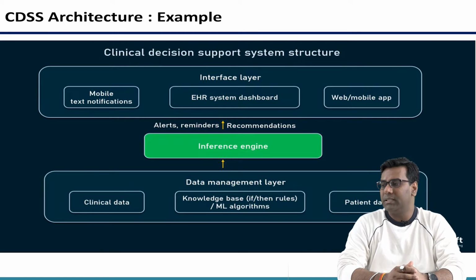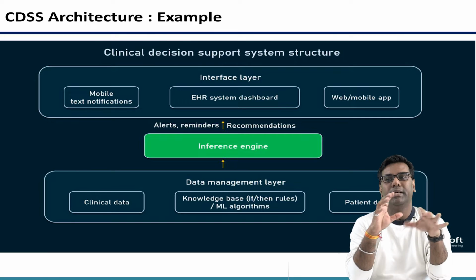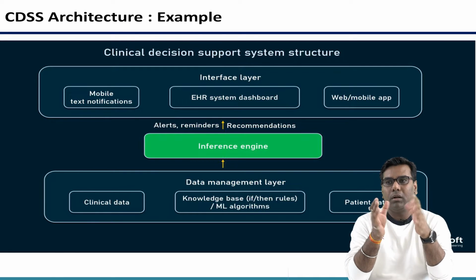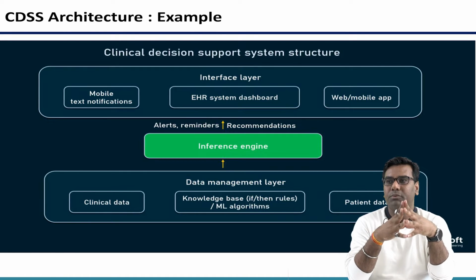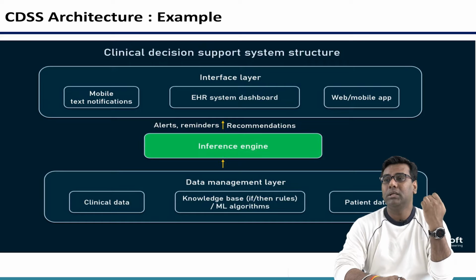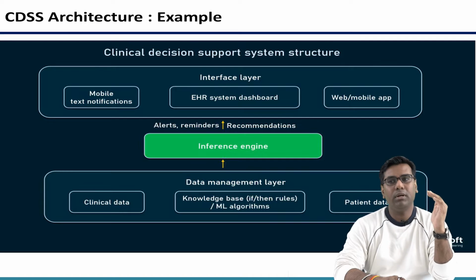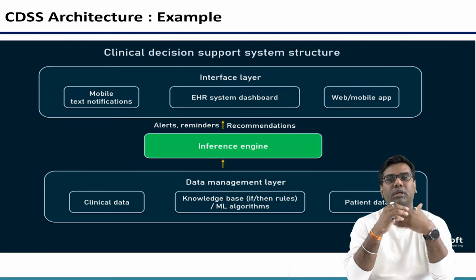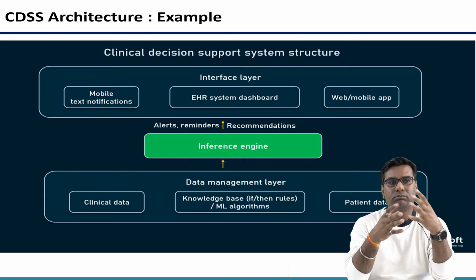This is one example of how the CDSS, the clinical decision support system, architecture works. We have mobile notifications, where we get messages regarding our appointments, our tests, and our reports. These are the interface layer. At the interface layer, we have mobile text notifications, the EHR system dashboard, and web or mobile applications that are directly connected with users like patients, doctors, and service providers.